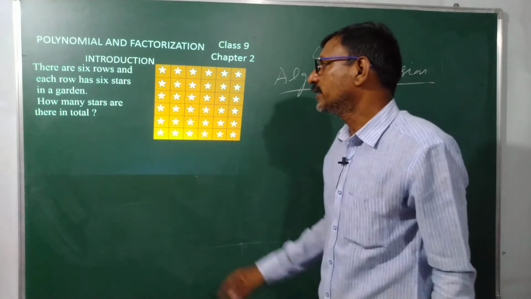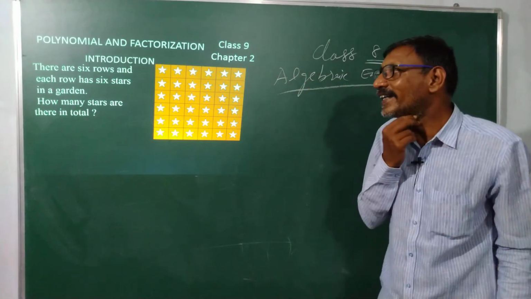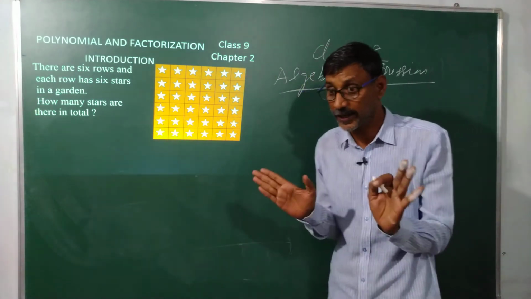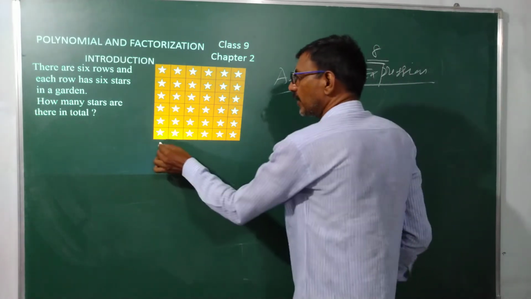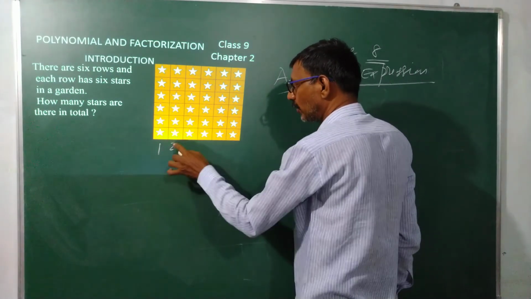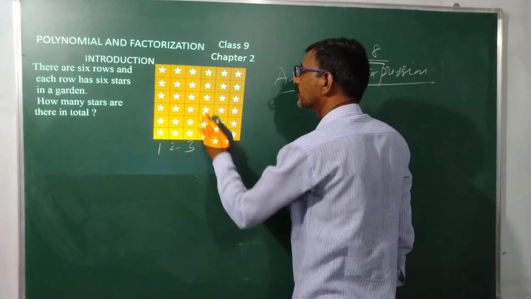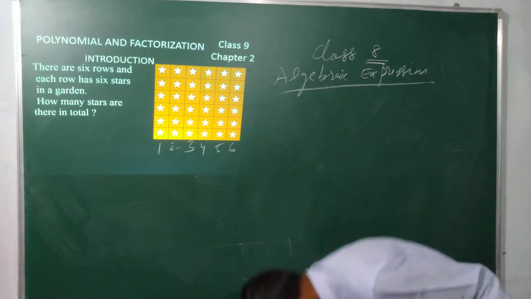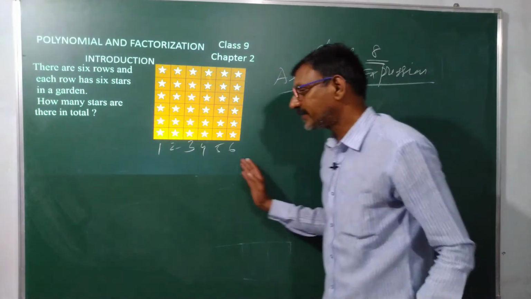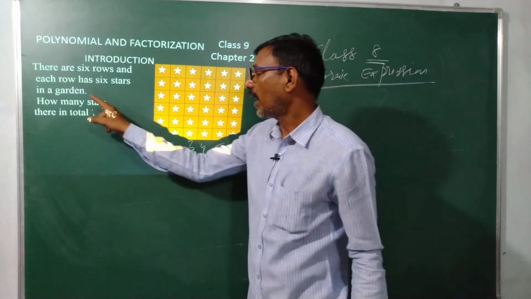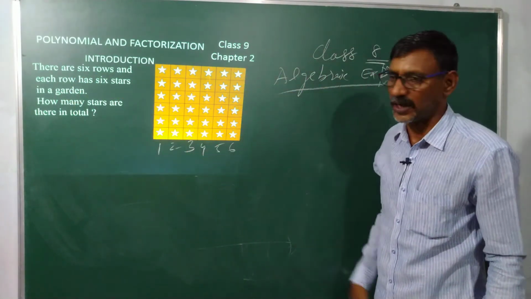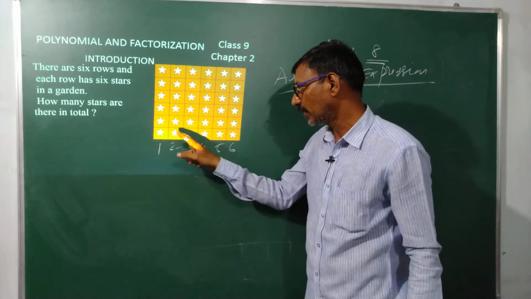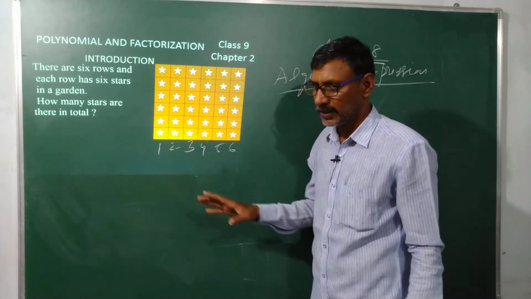Suppose there are 6 rows and each row has 6 stars in a garden. This is my garden, just an example. First see, this is row number 1, row number 2, row number 3, row number 4, row number 5 and row number 6. These are my 6 rows. And each row has 6 stars: 1, 2, 3, 4, 5, 6.